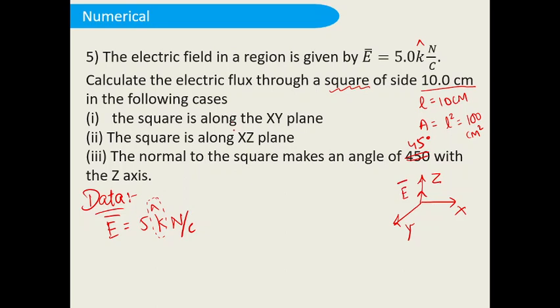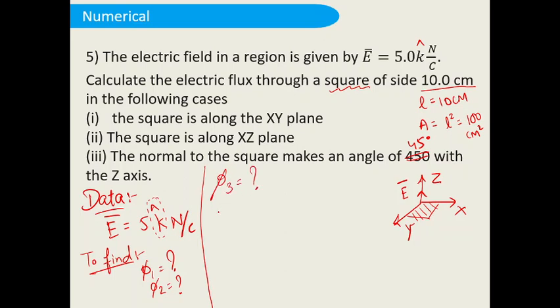Now suppose the square is along the xy plane, that means the square is present like this along the xy plane. So E bar is perpendicular to the xy plane. To find, I can say here, the fluxes we want to get. So flux in the first case will be phi1 is equal to question mark. Flux in the second case phi2 is equal to question mark. Flux in the third case, phi3, is equal to question mark.